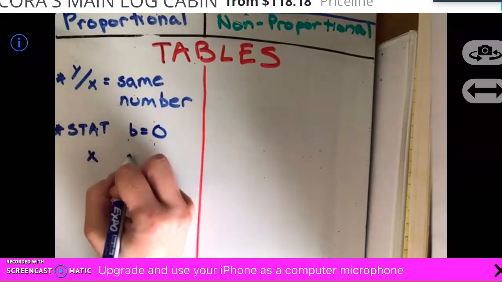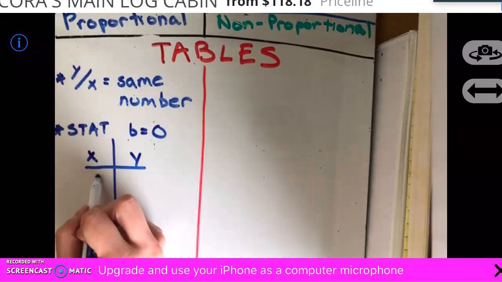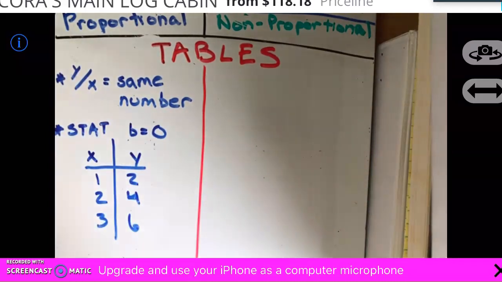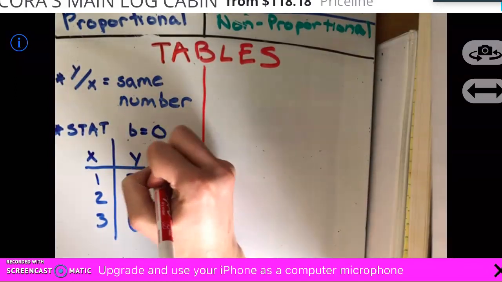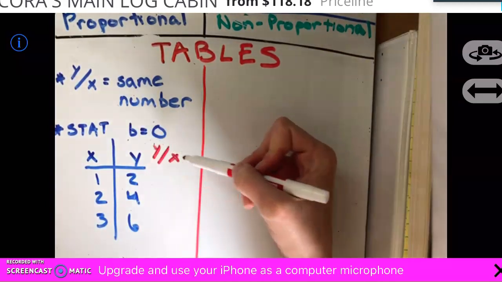So let me give you an example of a proportional table. Let's see. 1, 2, 3, 4, 5, 6. And we'll be comparing the change in y over the change in x. And we're going to see if that gives us the same number. If it does, that means it's proportional. So y divided by x, let's see.